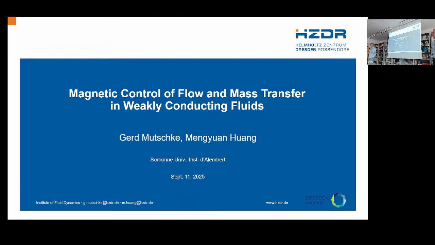Mengyuan Huang did her PhD in part with Gerd Mutschke and officially with Karsten Eckert. And she also is going to present this seminar on magnetic control of flow and mass transfer in weakly conducting fluids. Let me add that I'm very happy to welcome Gerd and Mengyuan.